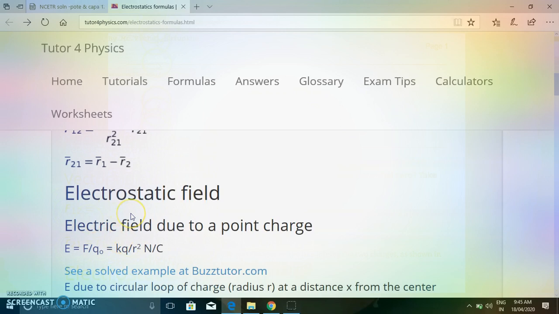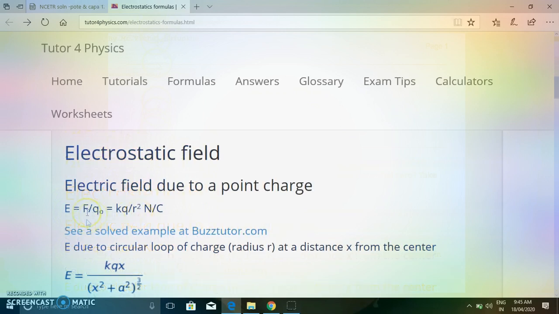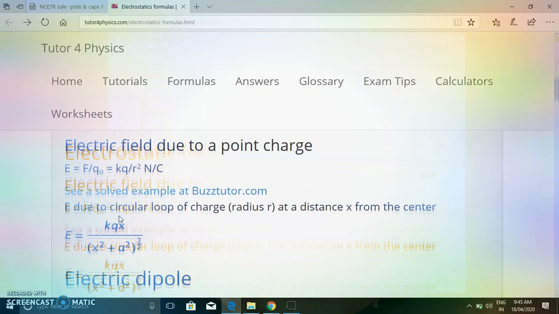Now if you move towards the electrostatic field, the basic formula of electrostatic field is E equal to electrostatic force per unit positive charge. If you solve the electric field due to a point charge, the formula will be k q upon r square. Here don't forget that k is the electrostatic constant, which is nothing but 1 upon 4 pi epsilon naught. Next, the electric field due to a circular loop of charge at distance x from the center, if r is the radius of the loop, is E equal to k q x upon x square plus r square raised to 3 by 2.